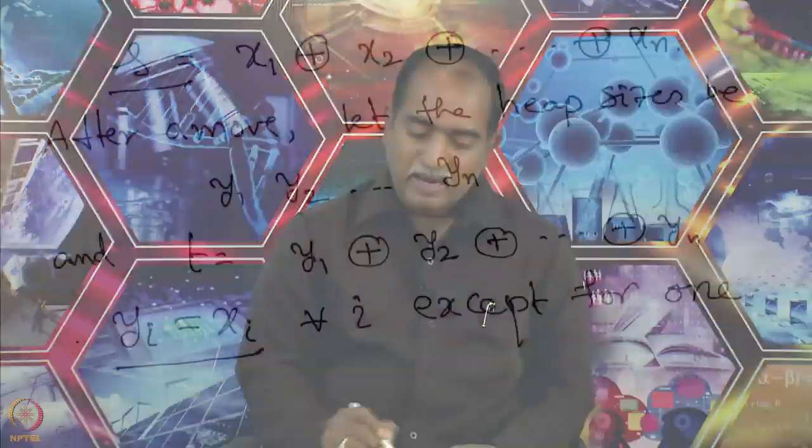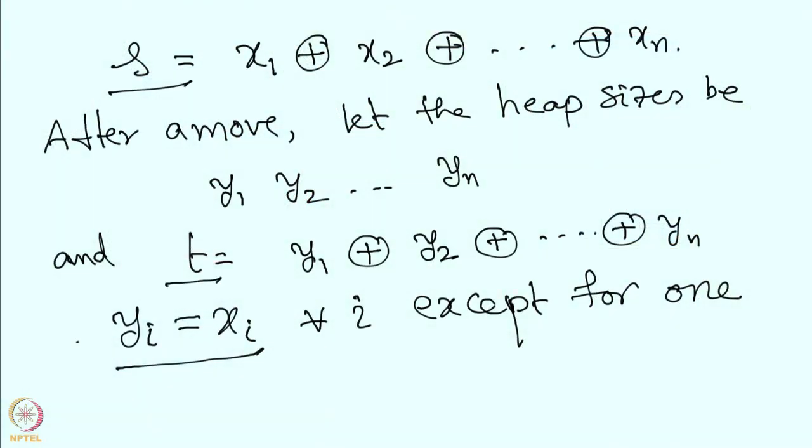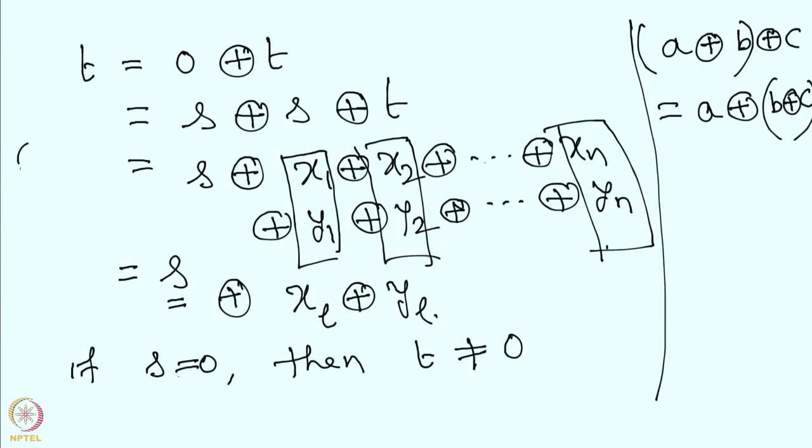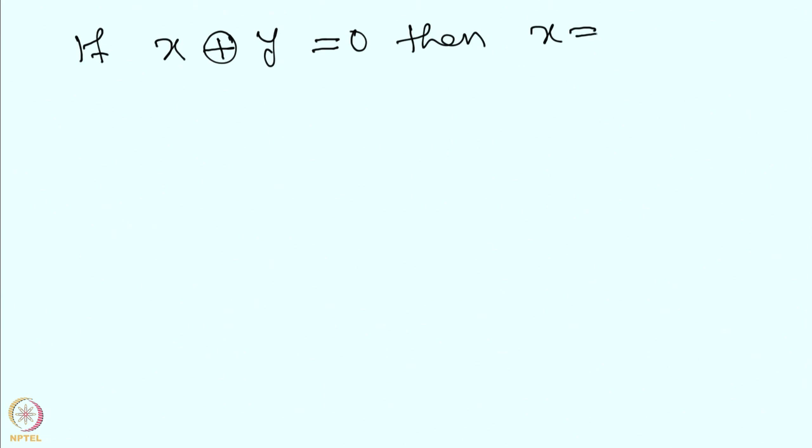What is this? If, after a player's turn, the Nim-Sum is 0, the next player is making the Nim-Sum non-zero. That is exactly this thing. S is the Nim-Sum after a player makes a move, and T is the Nim-Sum after the next player's move. What we are saying is that if S is 0, T has to be non-zero. That comes from this fact: if S is 0, then T has to be XL Nim-Sum YL. The exercise is that if X Nim-Sum Y is equal to 0, then X and Y are the same.